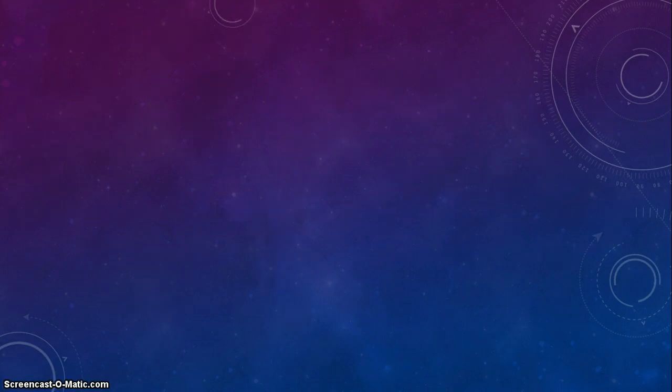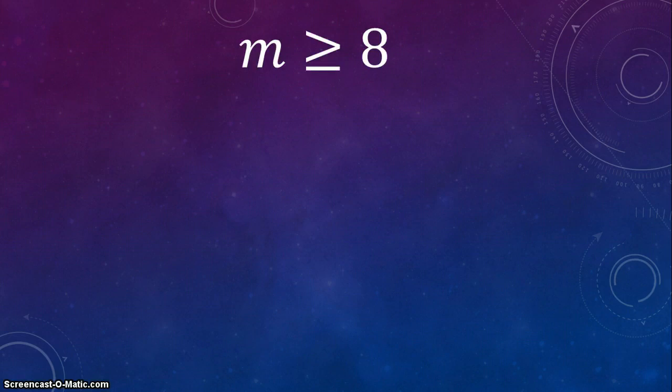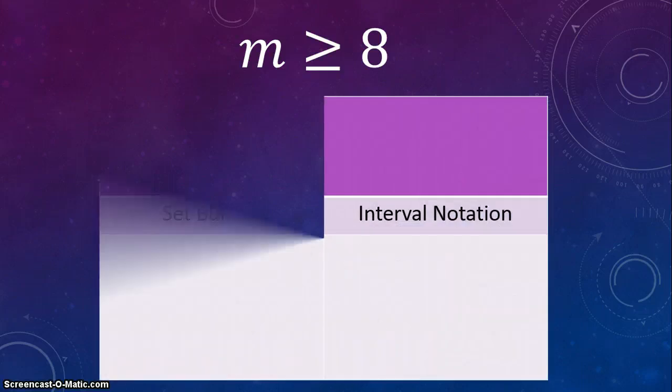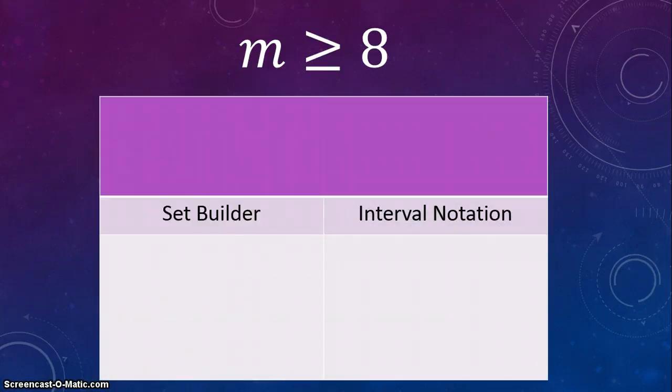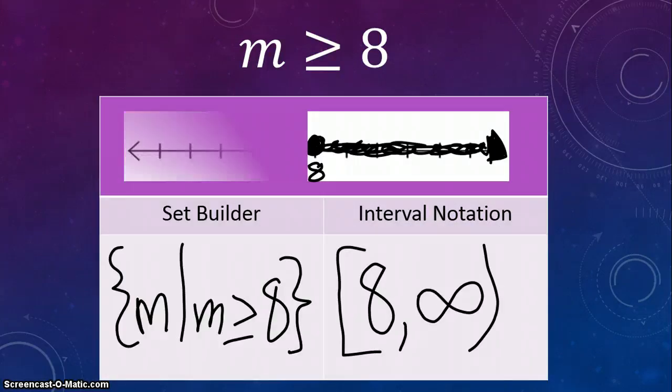On this slide, I have the answer from slide 4, which is m ≥ 8. Here I also have the set builder notation, interval notation, and a graph. Since in my graph it's a closed circle, I had to use the square bracket for the interval notation.